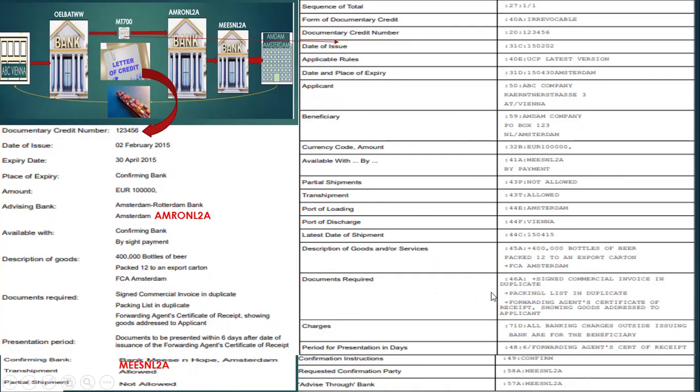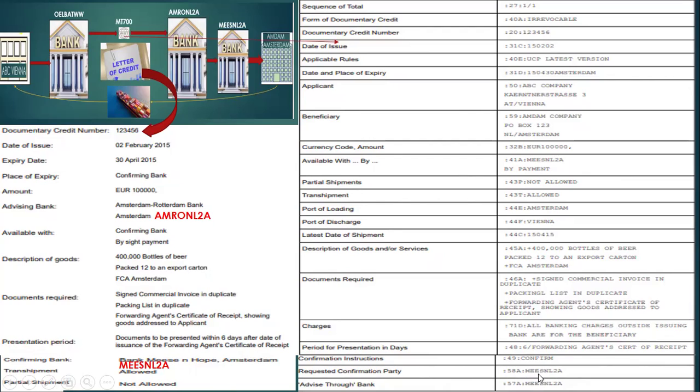And documents required is also mentioned here by this Vienna bank to the Amsterdam bank, in 46A: signed commercial invoice in duplicate, packing list in duplicate, forwarding agent's certificate of receipt showing goods and stamp to applicant. And then charges are also mentioned over here. Field 71B: all banking charges outside issuing bank are for the beneficiary. Period for presentation in days, 48. Forwarding agent's receipt. Confirmation of instructions.